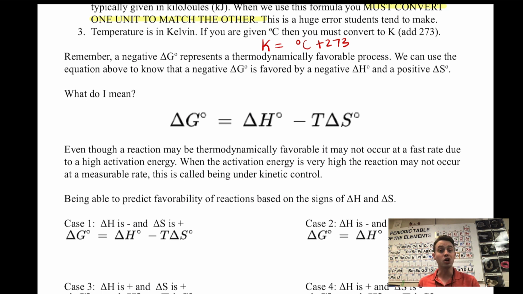So remember, we're looking for a process where delta G is negative because those processes are thermodynamically favorable. We can use the Gibbs energy equation to think about this conceptually or qualitatively before we ever look at numbers. Okay, so I can figure out by looking at this equation how delta H and delta S affect delta G.